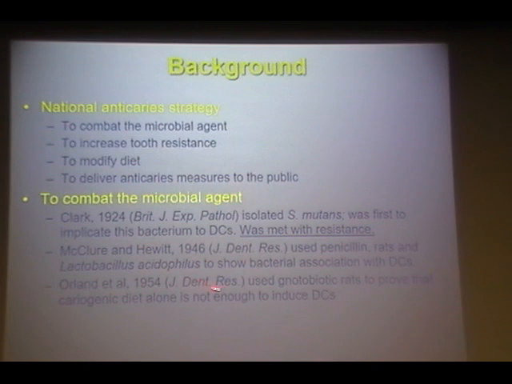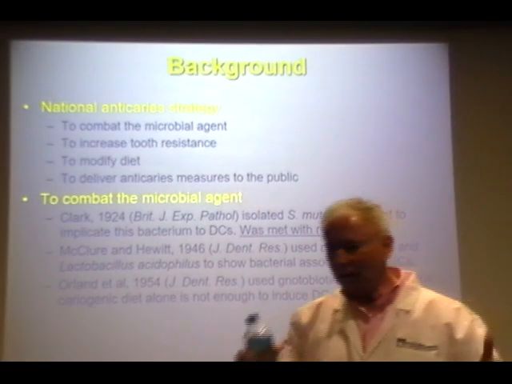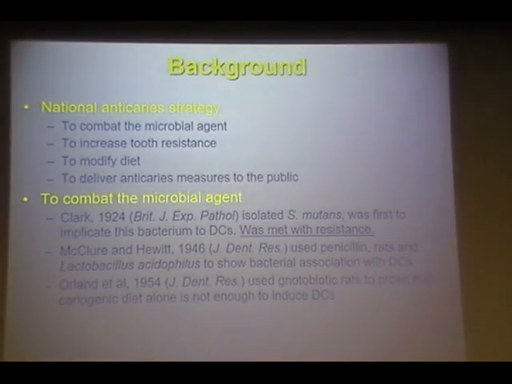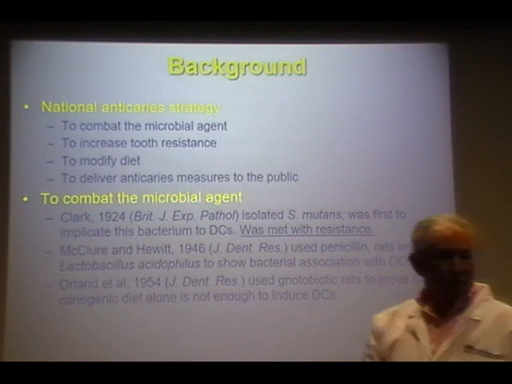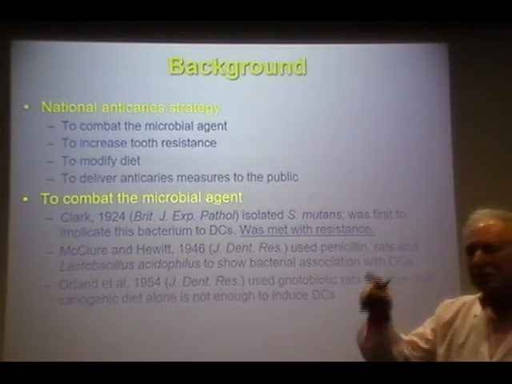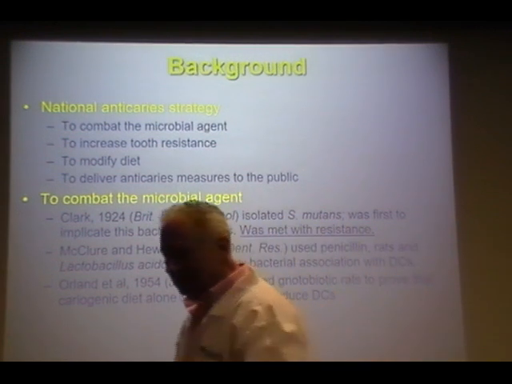And these guys in '54 in the Journal of Dental Research used gnotobiotic rats. Do you know what gnotobiotic means? Meaning grown in a sterile environment. They don't have bacteria at all. But what they did is they fed them high cariogenic diets. And the cariogenic diet was sterile. Just had a lot of sugar. That alone is not enough to cause caries.